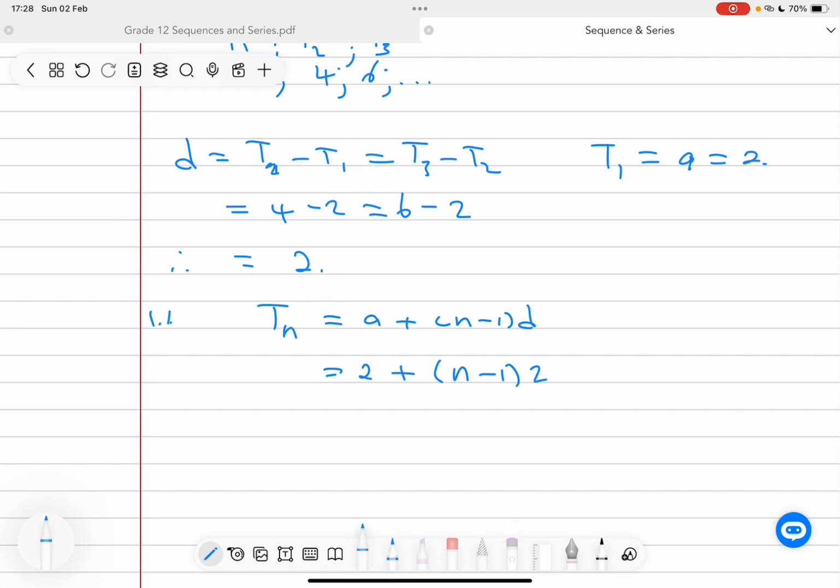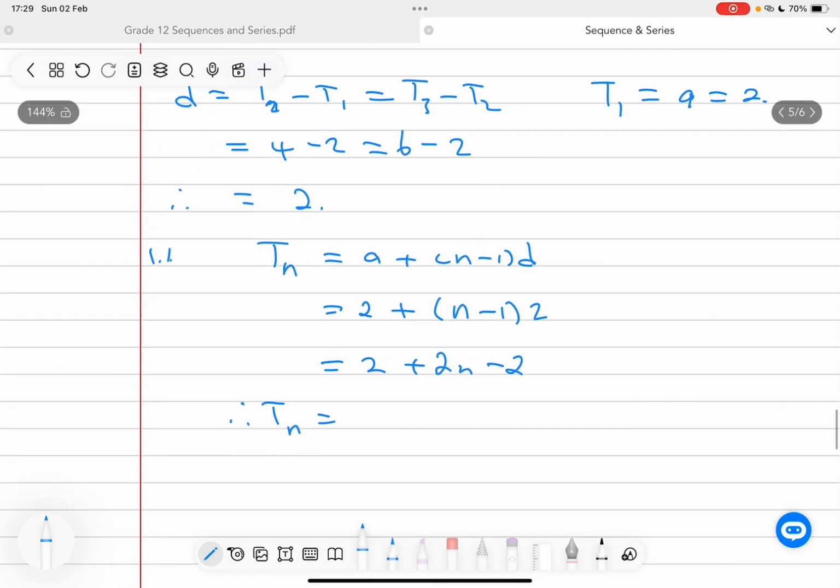Now, to simplify this, I would have a 2 plus, remember here I'm going to use the distributive law, where 2 times n gives me 2n, and 2 times negative 1 gives me a negative 2. This would simplify to a formula that is given by Tn is equal to this, and this gives me a 0. 2 minus 2 is a 0, and then I'm only left with 2n. Now this is my nth term, the general formula they are looking for.